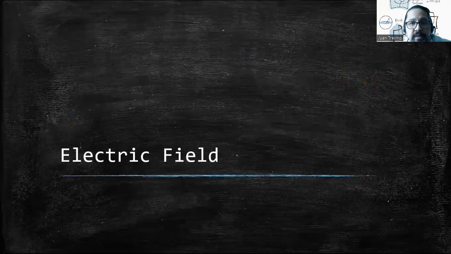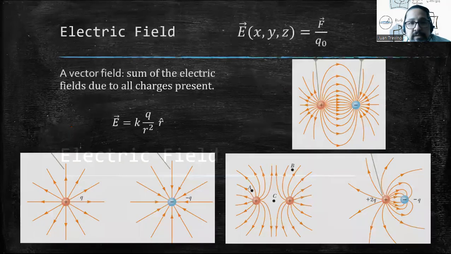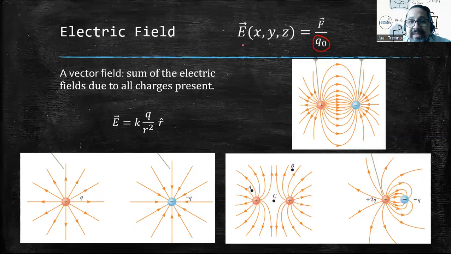Now, let's go to another probably new concept for you. This is the concept of electric field. What is an electric field? Well, when there are two charges interacting with each other, we have a force between them, but if we take away one of them, we will remain with the electric field of the other charge.